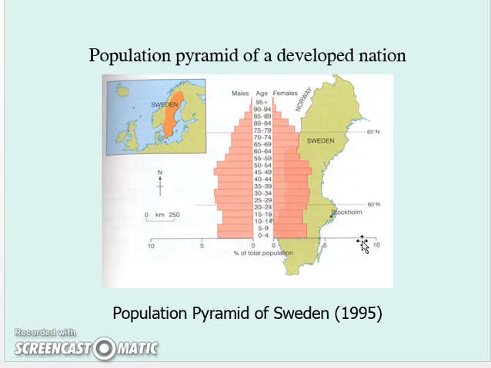If you're looking at the population of a developed nation like the one that we see here, it has a bit of a different shape. It's almost diamond-like. And this is the population pyramid of Sweden in 1995. So you can see that in the working class, this middle age group are the ones that are a little bit bigger. And then you have a balance of both young and old people.